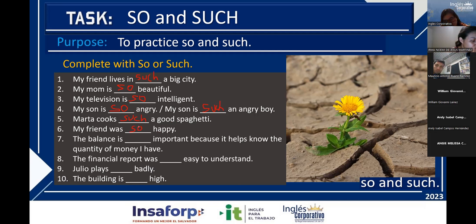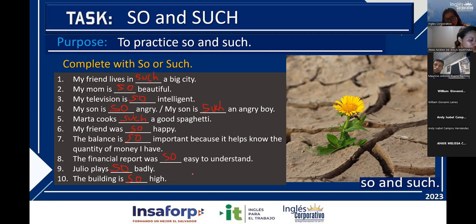The balance is so important. The financial report was so easy to understand. Julio plays so badly. And the building is so high. Yeah, very good.